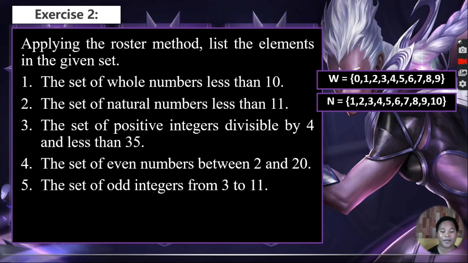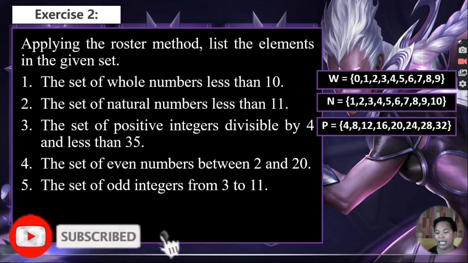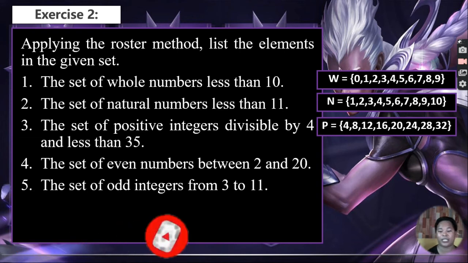Number 3, the set of positive integers divisible by 4 and less than 35. So what are those positive integers? So if we are going to name this set as P, we have 4, 8, 12, 16, 20, 24, 28, and 32. So hindi na po kasama yung greater than 35 po.